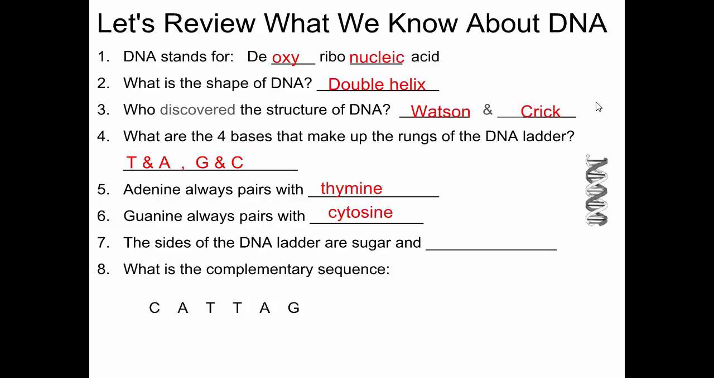The sides of the DNA letter are sugar and what? Zach? Starts with a P? Phosphate. Very good. So it's sugar and phosphate that make the sides, the bases make those rungs that go across. You have two bases in every rung, and those are the complementary base pairs.